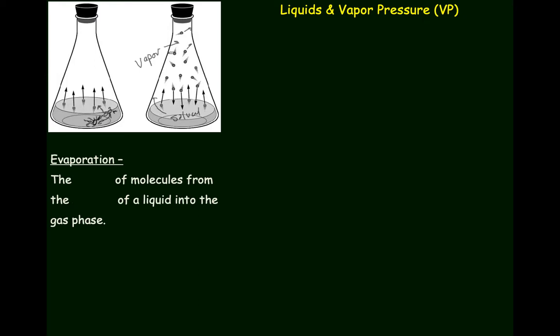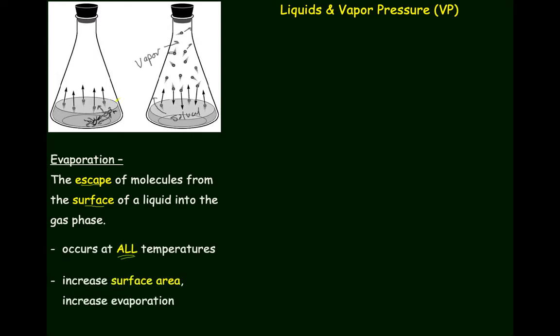Okay, so a couple of terms we want to keep straight, and one of them is called evaporation, which you've heard before. And evaporation is simply the escape of molecules from the surface of a liquid, and the key is the surface. This is going to take place from the surface into the gas phase. Okay, this is going to occur at all temperatures. And if you want to increase this evaporation rate, there's a few things we can do, right? We can heat this liquid up.